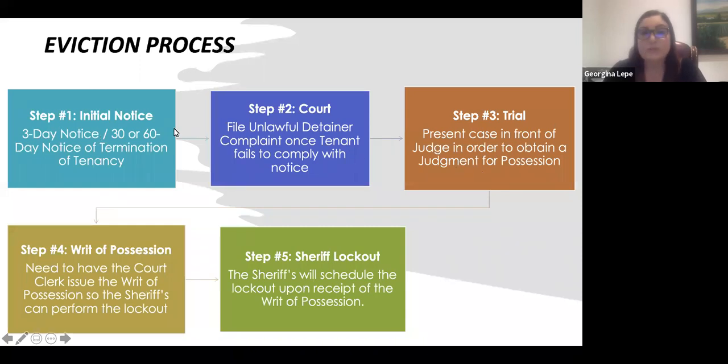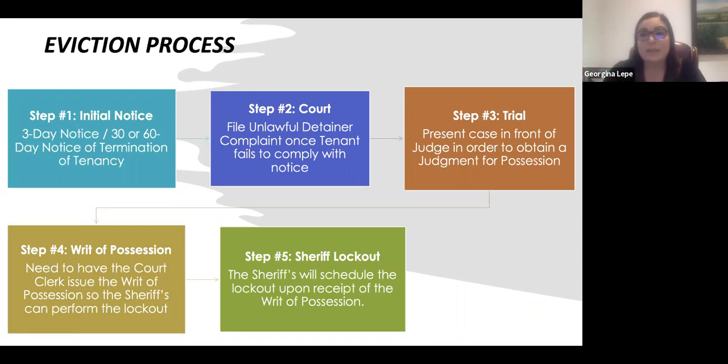Pre-COVID-19, in order for me to evict a tenant based on non-payment of rent using a 3-day notice to pay rent or quit, it would take me about a month and a half to go through this entire process. That was best case scenario. So a month and a half to serve the notice, file the complaint, go to trial, get the writ of possession, get the sheriff lockout, a month and a half.